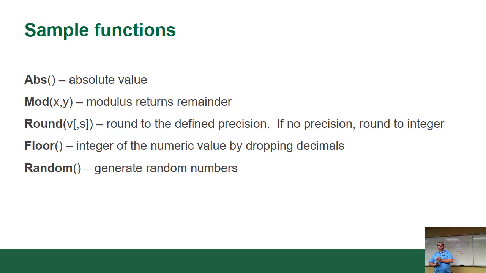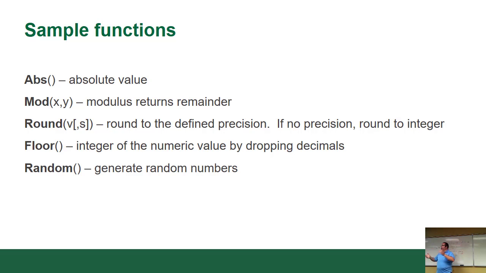Floor takes the number and cuts off the decimal place. So even if it's 8.9, the answer will be 8. If you do ceiling, which I don't have listed on here, guess what? 8.9 becomes 9. 8.1 also becomes 9. It's the opposite of rounding. It forces it all one way or the other.